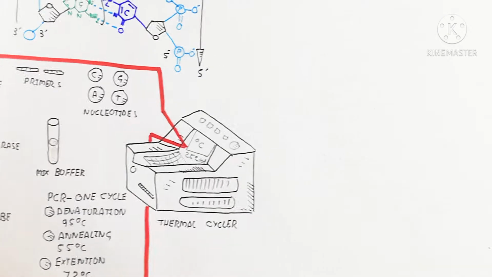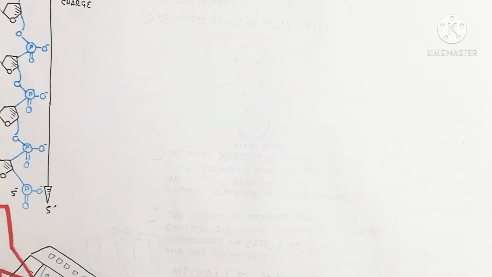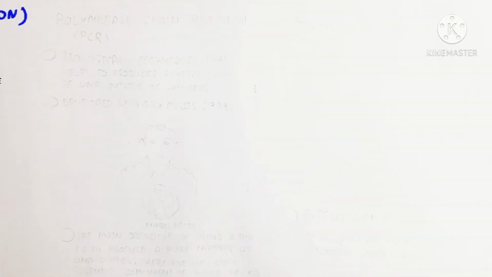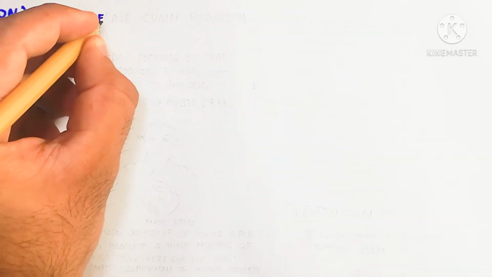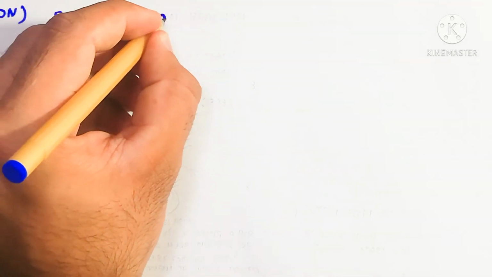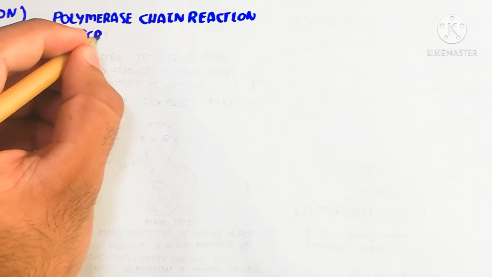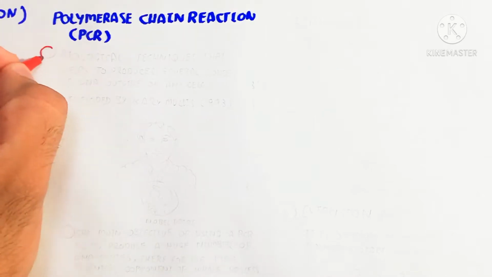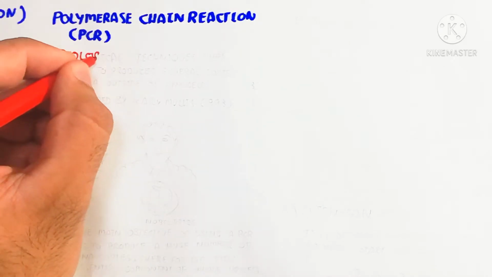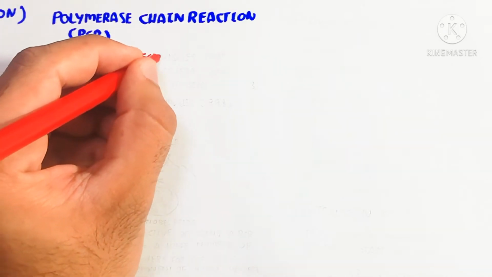So these are basically the steps of the PCR. One cycle contains denaturation, which is at 95 degrees Celsius, while annealing is at 55 degrees Celsius and extension is at 72 degrees Celsius. So the changing of the temperature is important. So here is the polymerase chain reaction. We will discuss it step by step to understand what the polymerase chain reaction is.